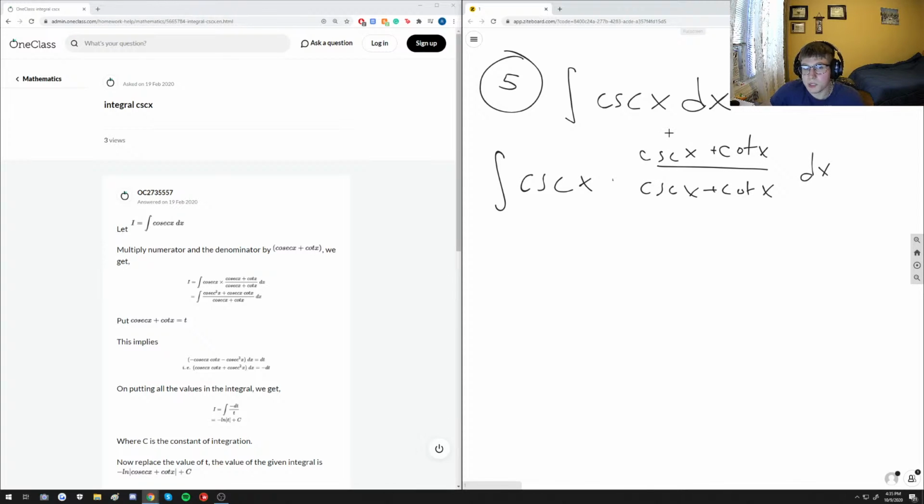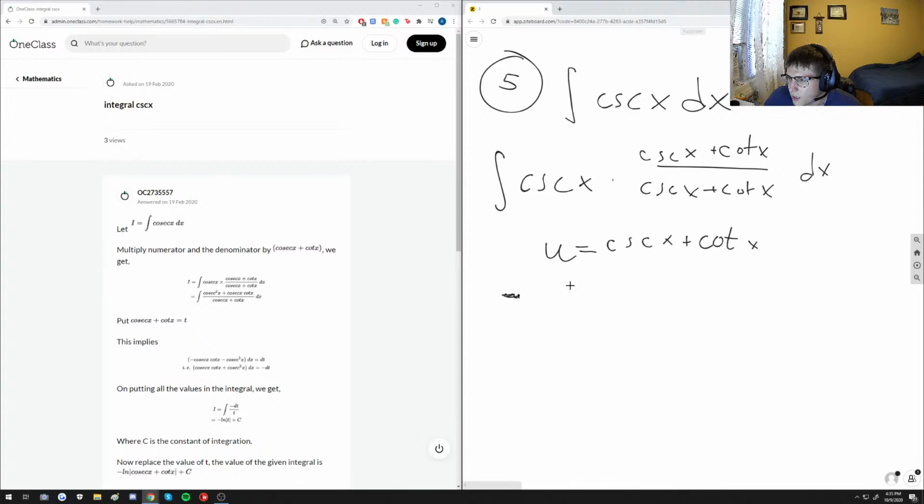Because our numerator and our denominator are the same, it's the same as multiplying by 1, so we can do some manipulation. For the next line, we have to utilize the u sub. We could use the u sub right now. So we're going to let u equal the cosecant of x plus cotangent of x.